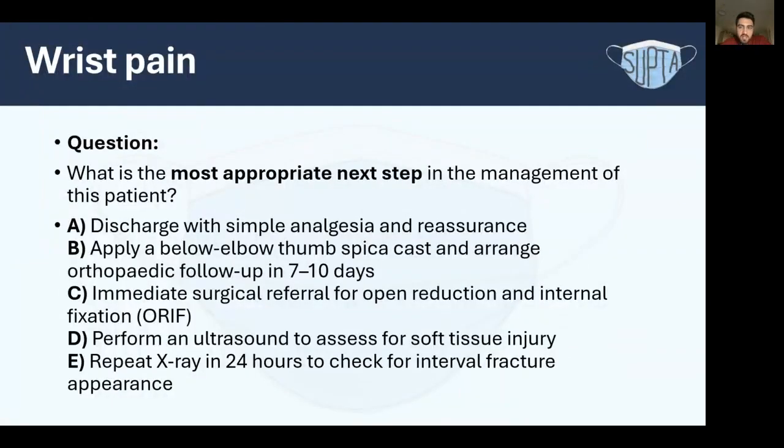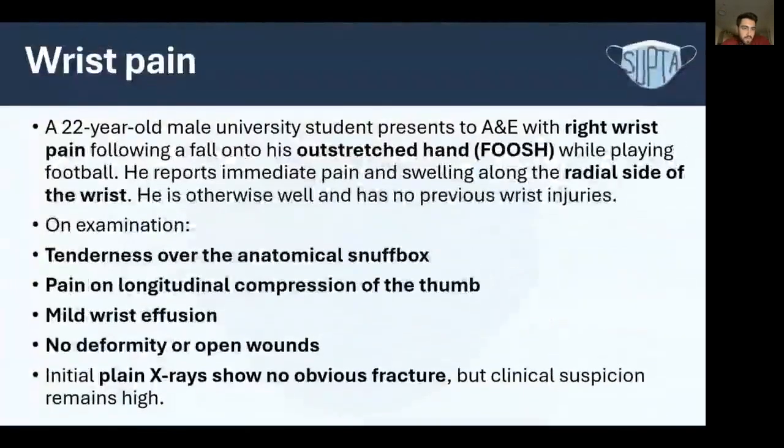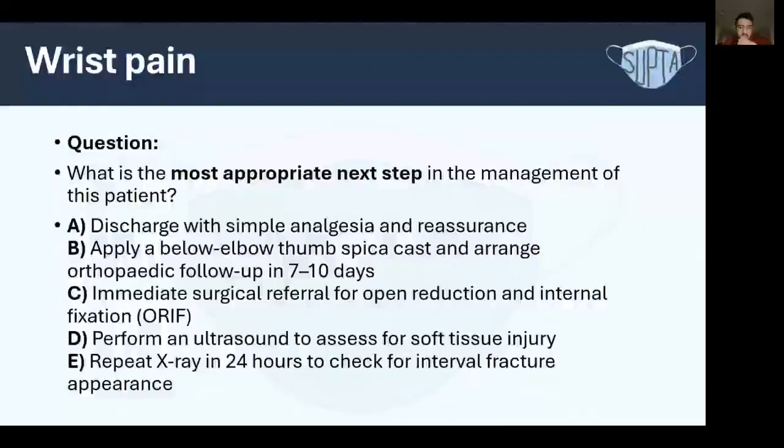So this is essentially a scaphoid fracture where you get tenderness on the anatomical snuffbox, and you would have some pain on the radial side. Now, the correct answer is B. Apply a below elbow thumb spica cast and arrange orthopedic follow-up in 7 to 10 days.